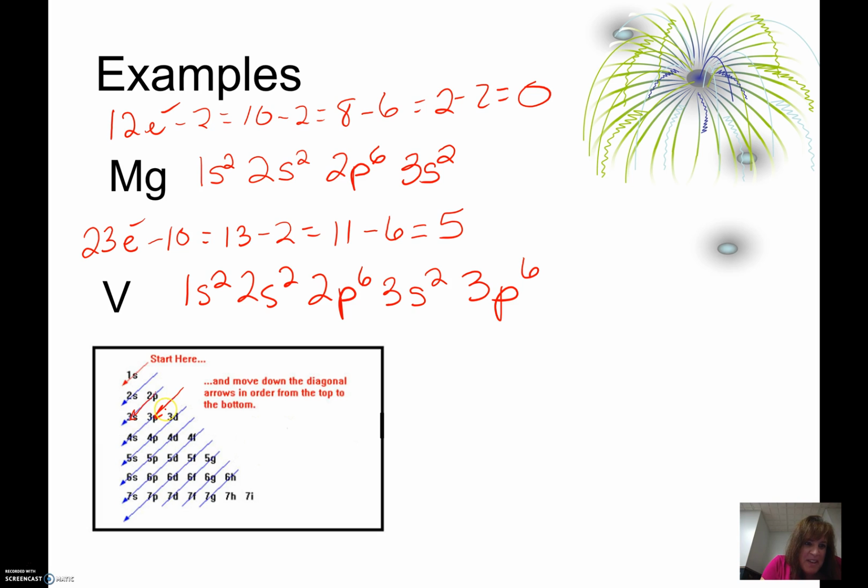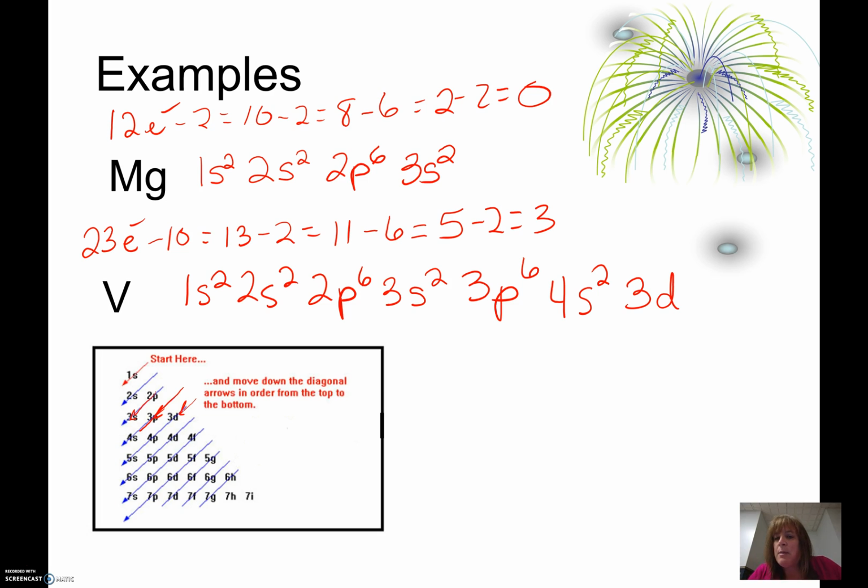After our 3p, we keep going down here. We get to 4s. An s orbital, doesn't matter what level it's on, can only hold 2. Subtract 2, that gives us 3 more. And so that means I got to keep going. After 4s, now we get to 3d. I know it seems weird, but a 3d orbital has more energy than a 4s. Now remember, a d, there's 5 types. That makes it can hold 10 electrons.